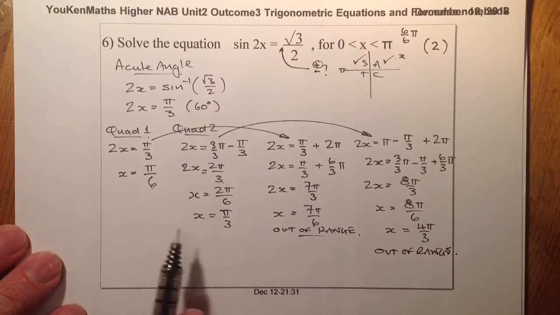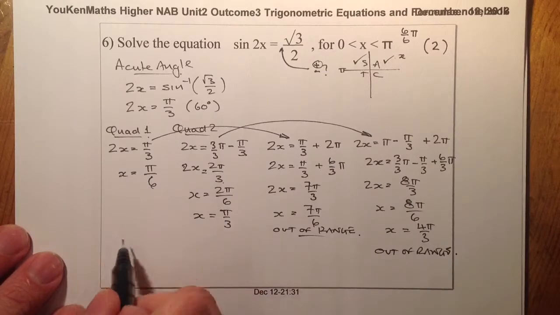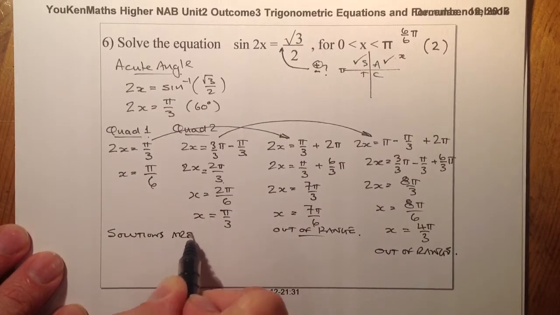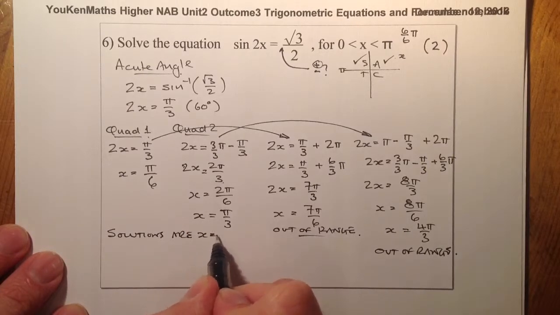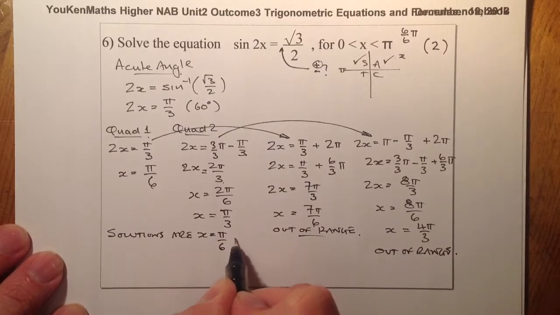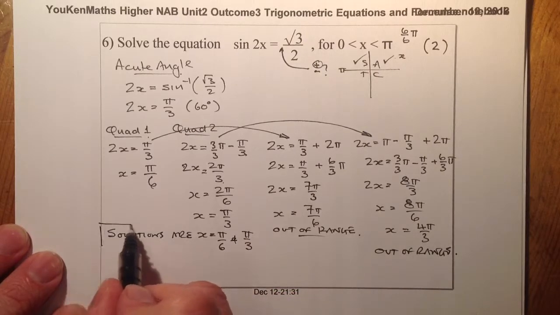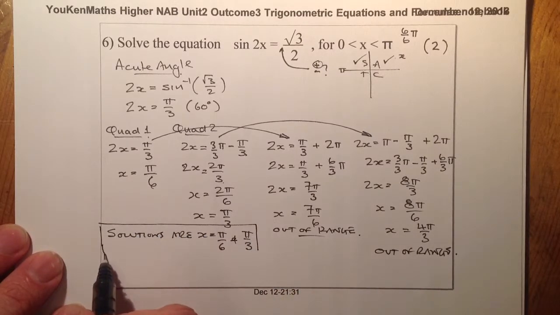So what I can see here is I have two solutions, and my solutions will be x is equal to pi upon 6 and pi upon 3. And that would be my solutions there.